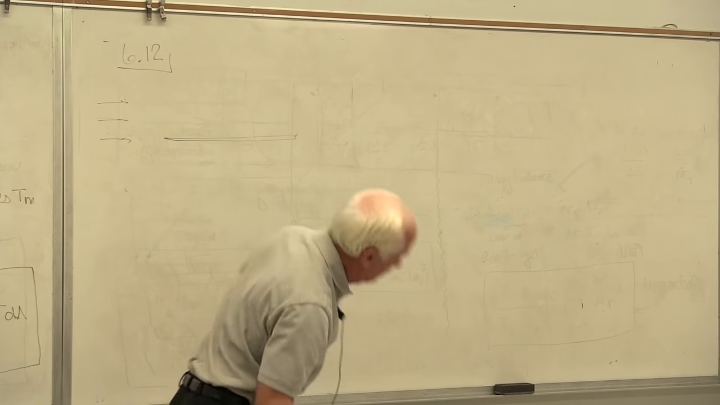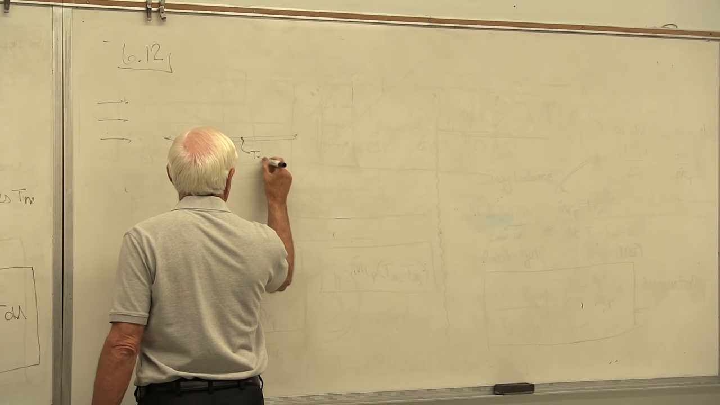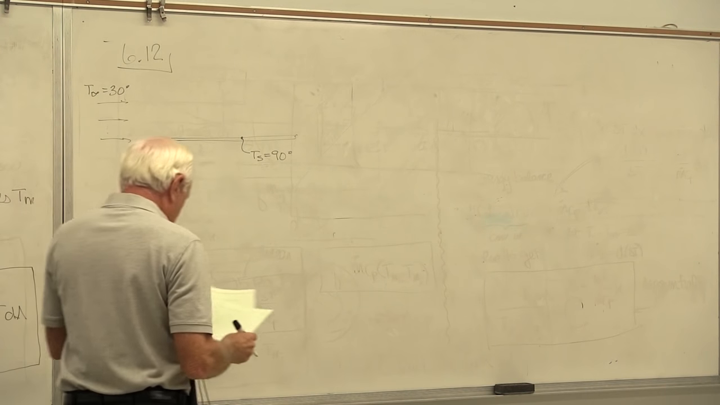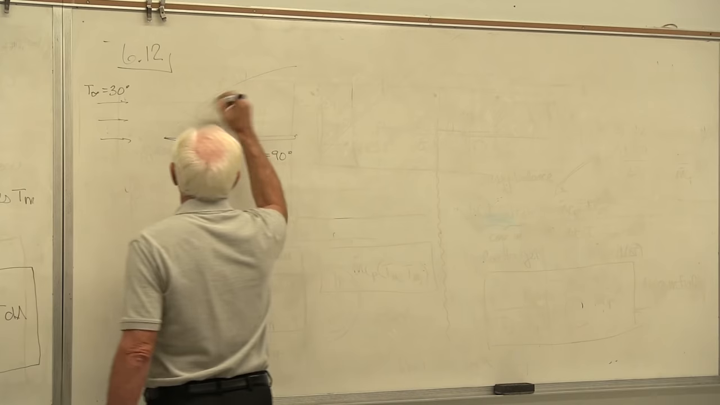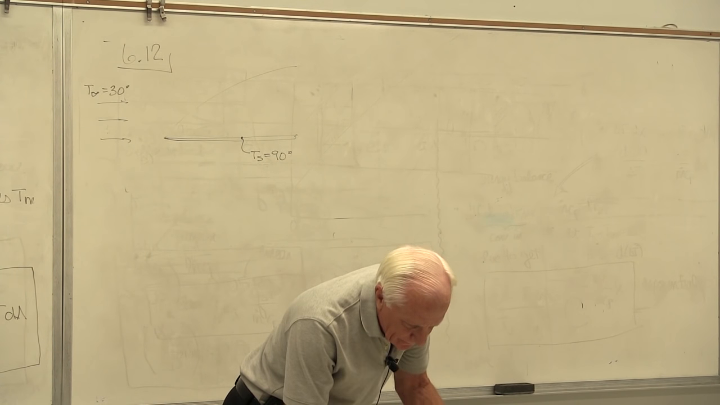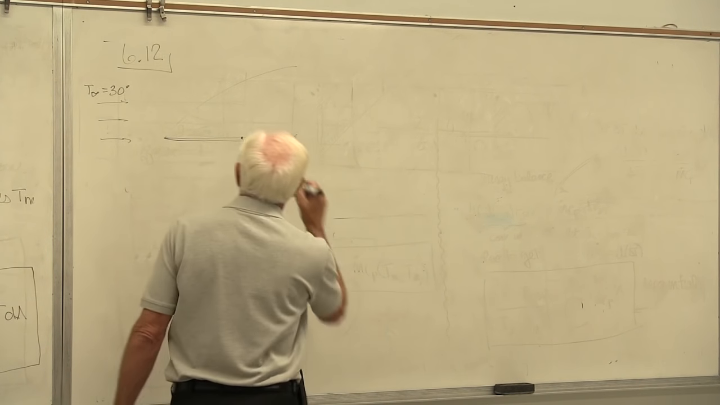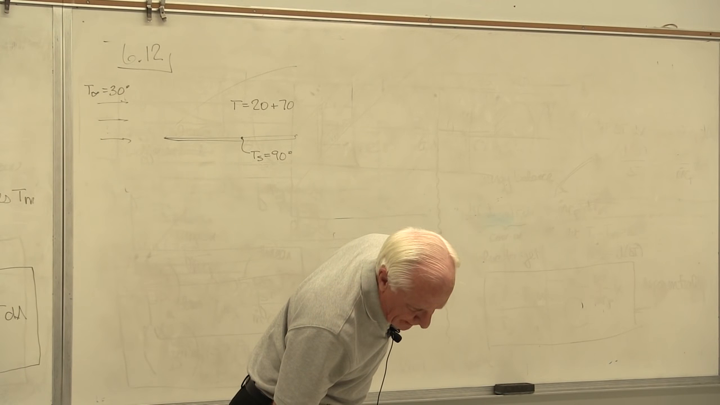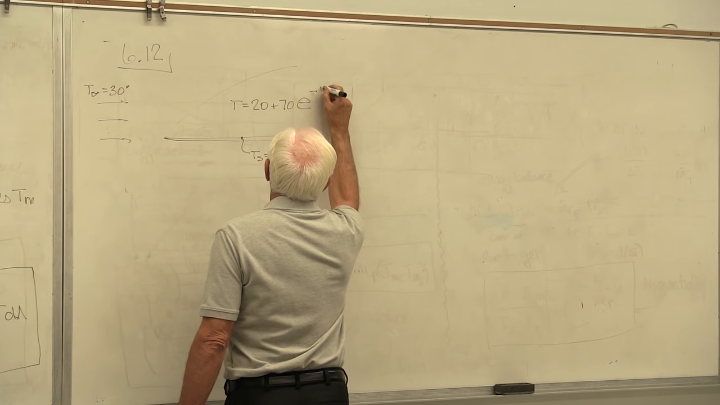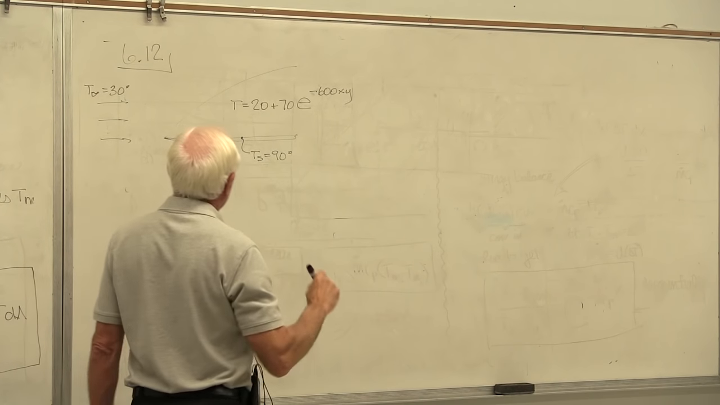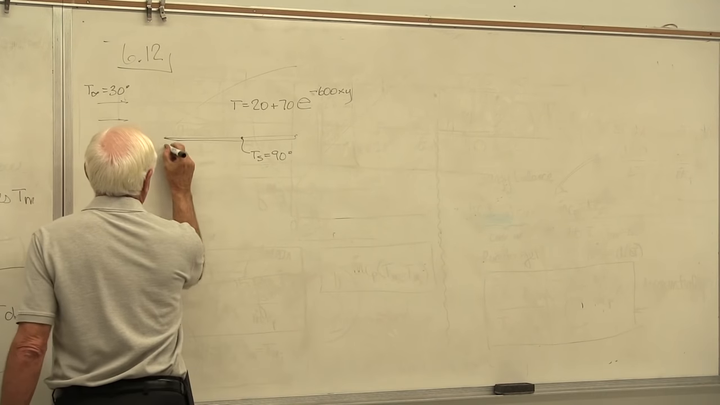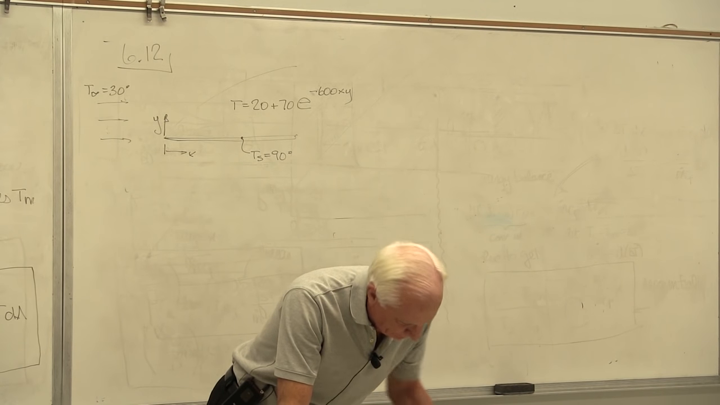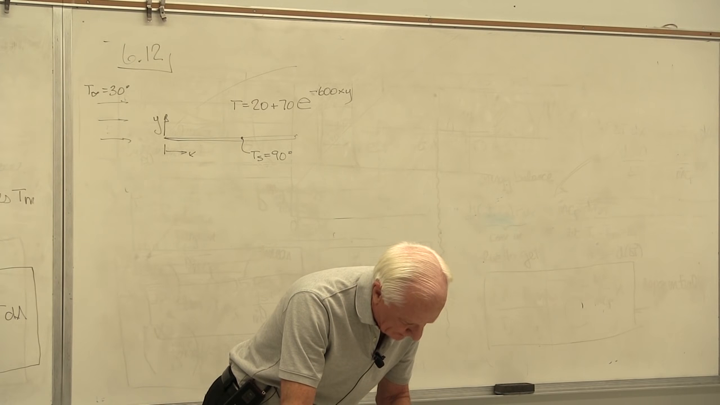T infinity is 30, TS is 90. Okay, he tells us that the temperature in the boundary layer T is 20 plus 70 e to the minus 600xy. Okay, so temperature is a function of x and y. We're measuring x from here. We're measuring y from here.